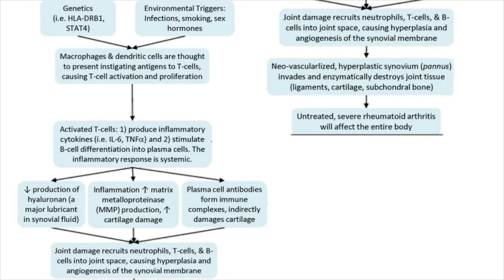Neovascularized hyperplastic synovium invades and enzymatically destroys joint tissue. Joint tissue includes ligaments, cartilage, and subchondral bone. This eventually leads to untreated severe rheumatoid arthritis that will affect the entire body.